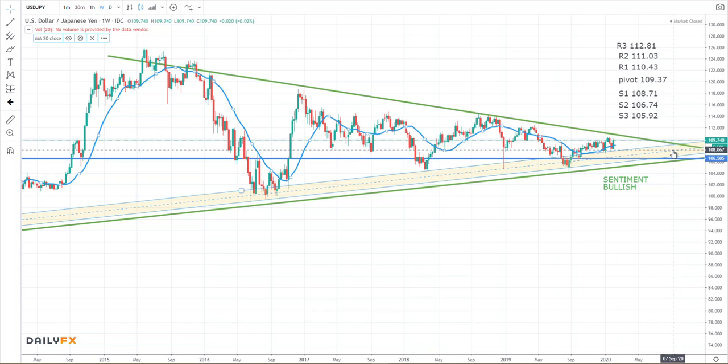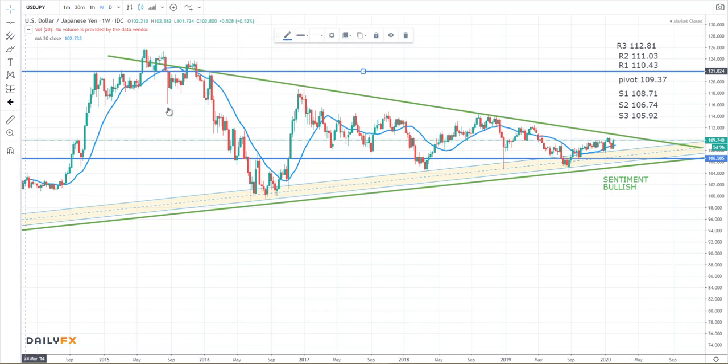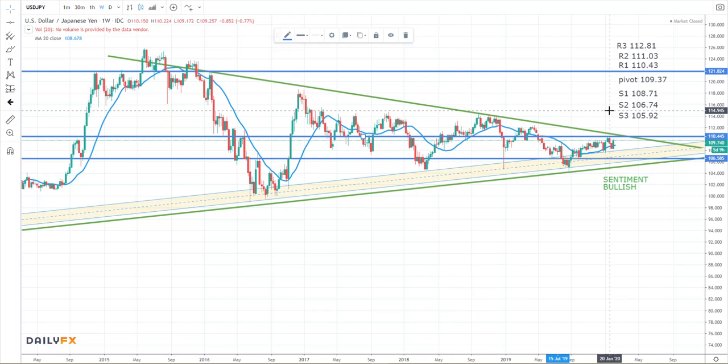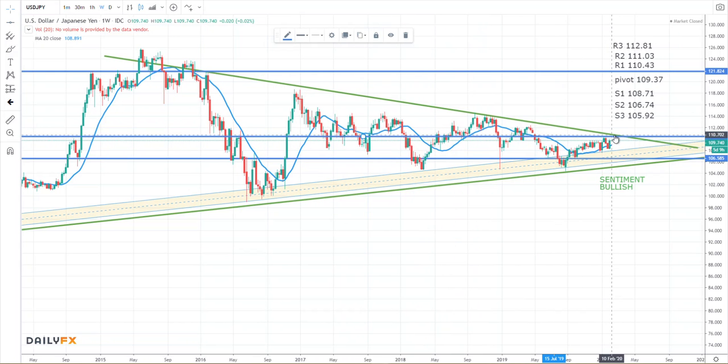So if price breaks above this 109.74, we've got R1 at 110.43. Let's go ahead and draw our line for that. It didn't stick. Okay, let's try that one more time. 110.43. There we go. So as you can see, price is kind of stuck in this band. If we get a pop above, it says 111.03 is the next one.